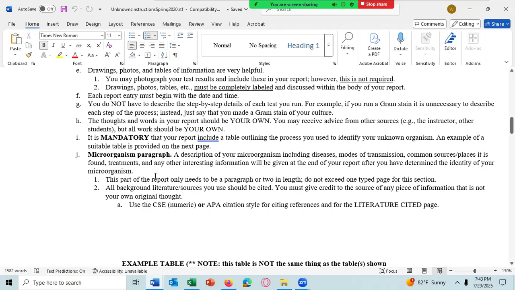So you should have a microorganism paragraph. After you identify the species, you should have at least one paragraph, not more than half a page, discussing that species. You should give a reference for where you got the information for your microorganism paragraph. You should also give a reference if you include any tables, figures or drawings from the internet. So you should have at least one reference and perhaps more. You can use whatever citation style you want.